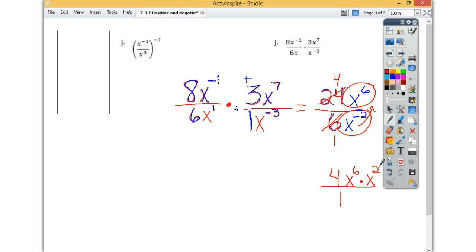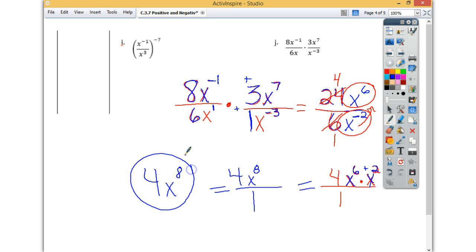What can I simplify yet? Ashley, what can I put together yet? Yep, I can put my x's together here. My x to the 6th, x to the 2. I add those. What do I get? Yep. So I'm going to have 4x to the 8th power over 1, or the best answer ever, 4x to the 8th power. All right, you can start your homework, pages 5 and 6.